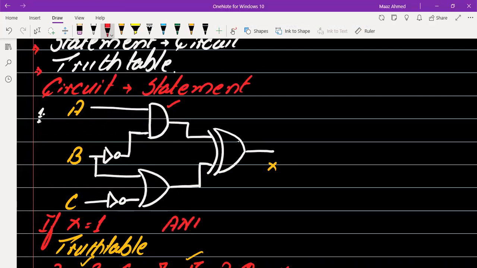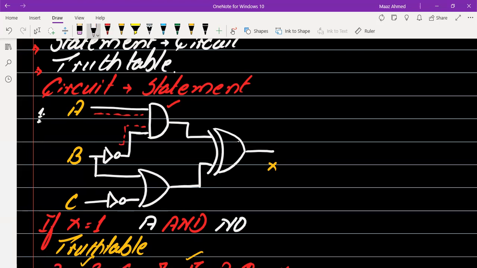Now AND is applied between what two variables? Any idea? AND is applied between which two variables? A and B. Okay, the first variable could be the A. I do have mentioned over here A as it's coming from this point. But the other input is coming from the NOT gate. Is it so? The other input is coming from the NOT gate.